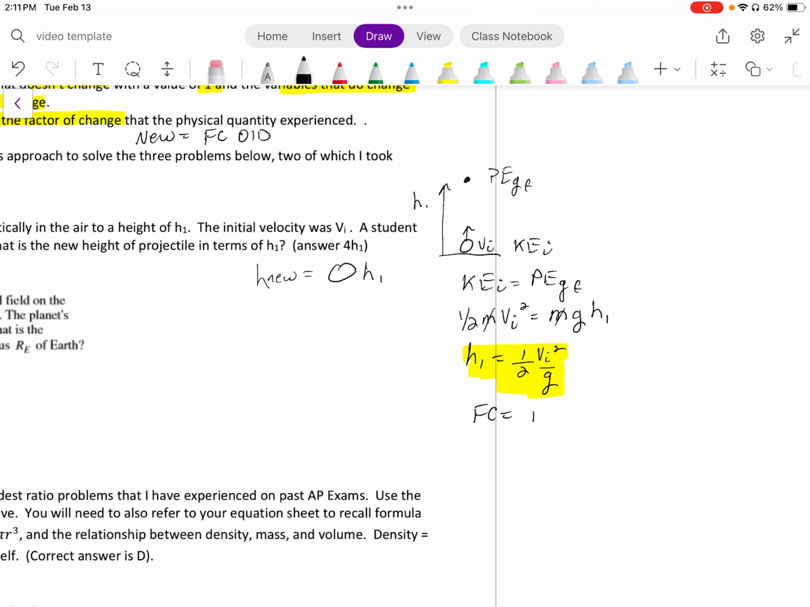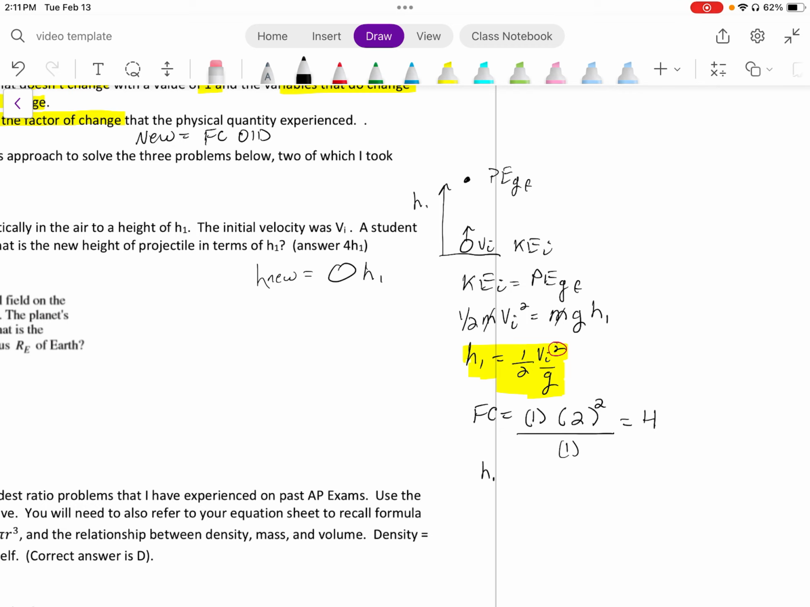1/2 is a constant, so 1/2 doesn't change. Velocity initial did change and it was doubled. So I'm going to put a 2 there, but notice it is super important. Velocity initial was squared, so I have to square the factor by which it changed. And little g is a constant in both problems, and so little g is replaced with the value of 1 since we didn't change the planet, which I could have changed. So the factor of change is equal to 4.